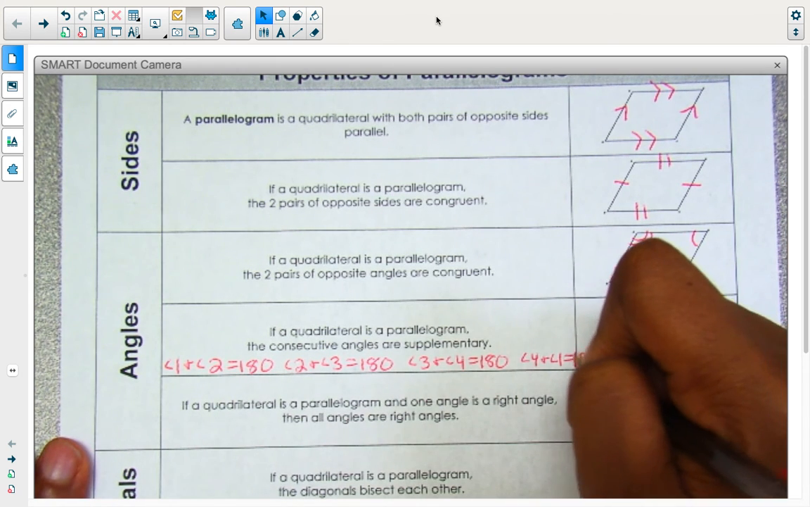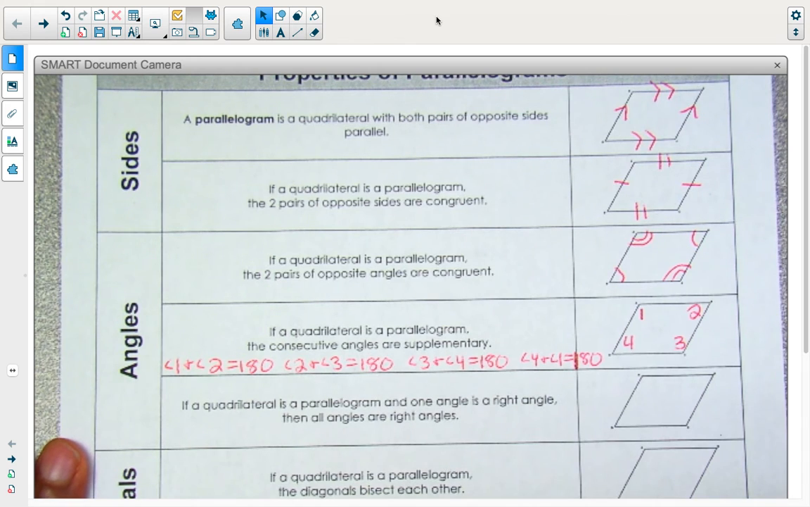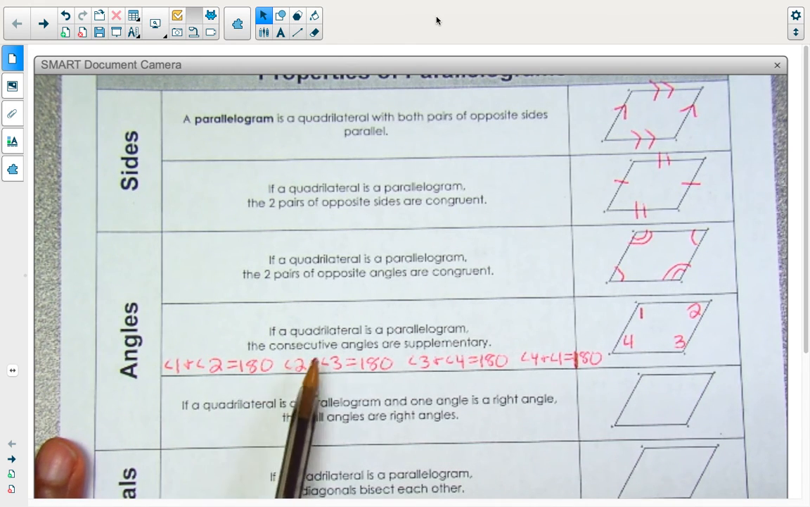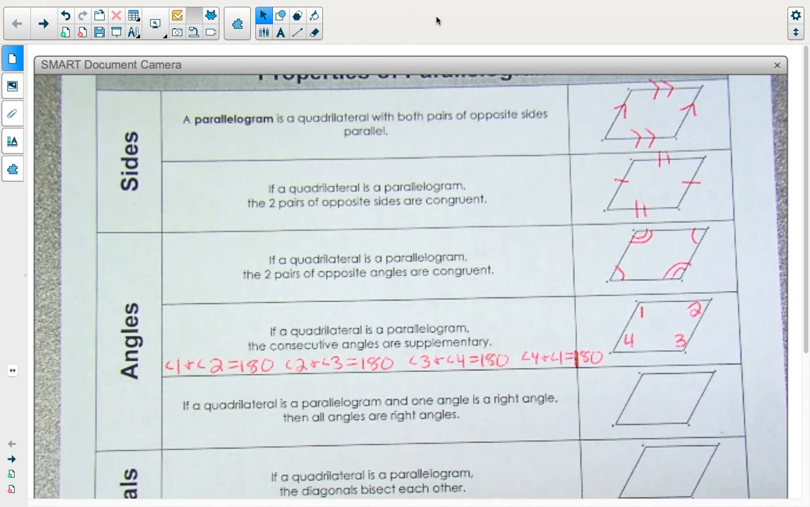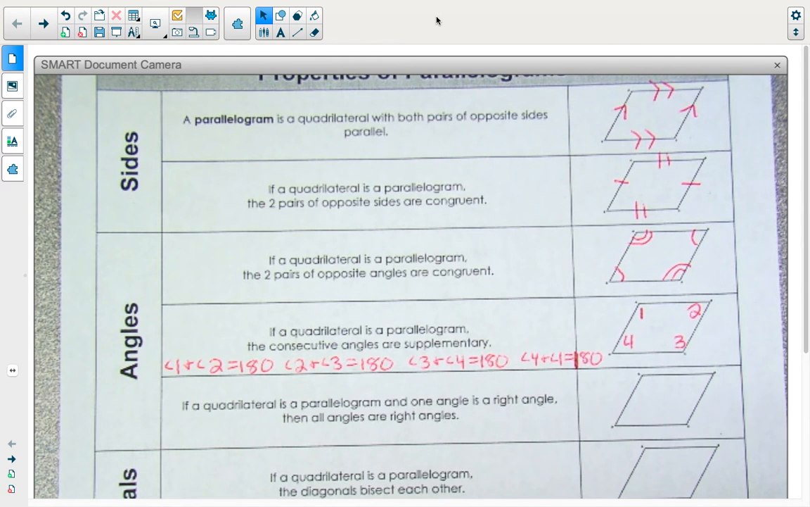Let me make my one a little, okay, there we go. So those are all things that I know based off of this one sentence. If a quadrilateral is a parallelogram, the consecutive angles are supplementary. So consecutive means they're beside each other. 2 and 3, 3 and 4, 4 and 1, 1 and 2.